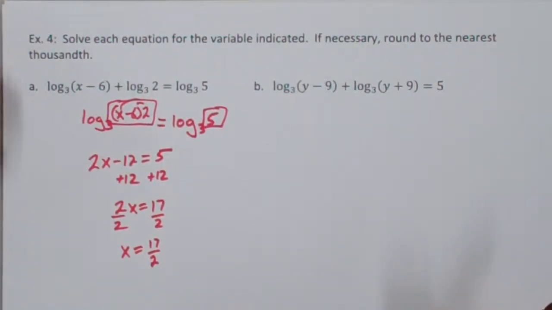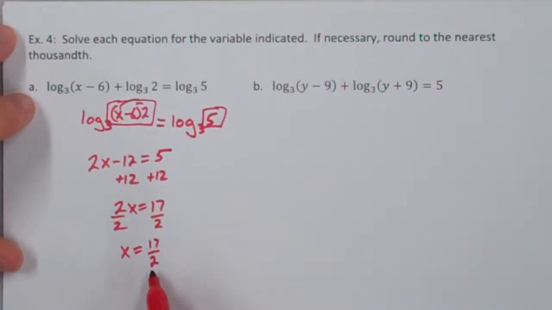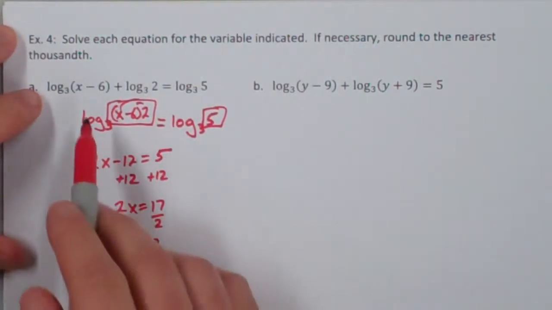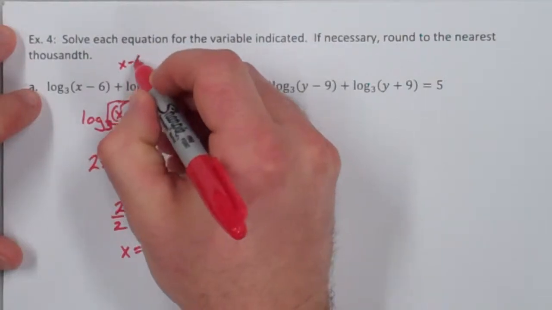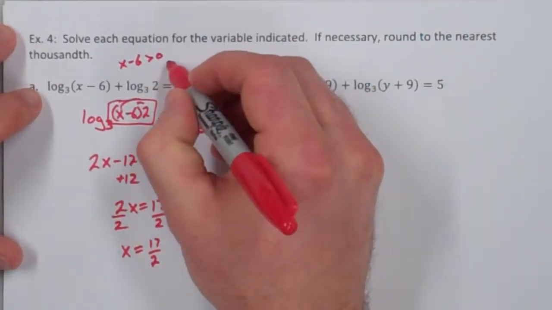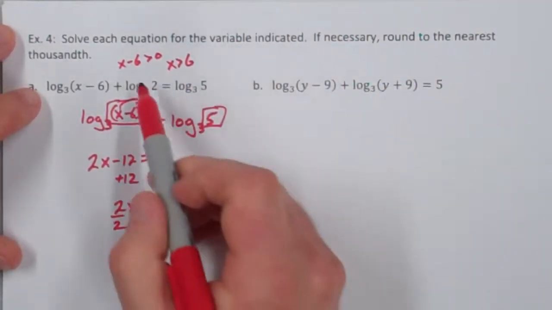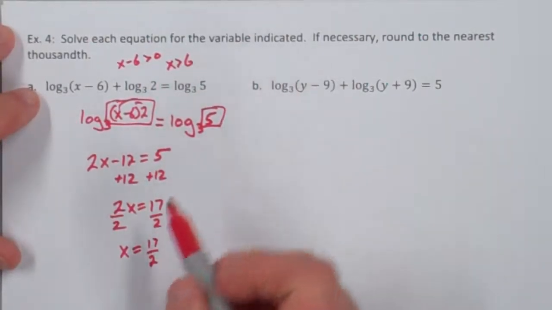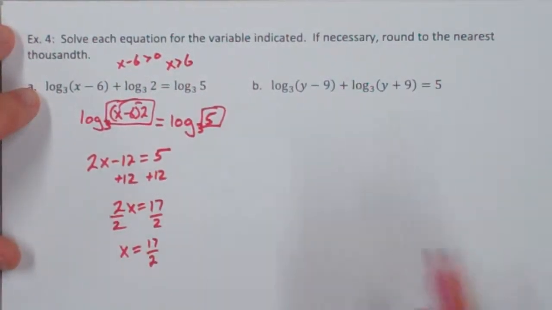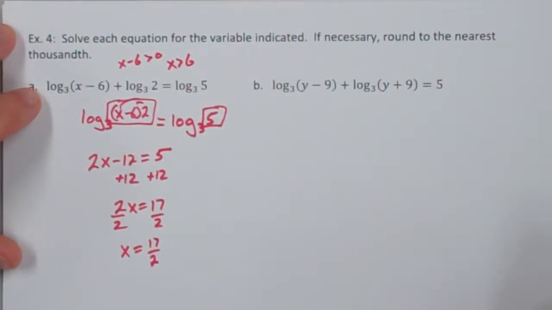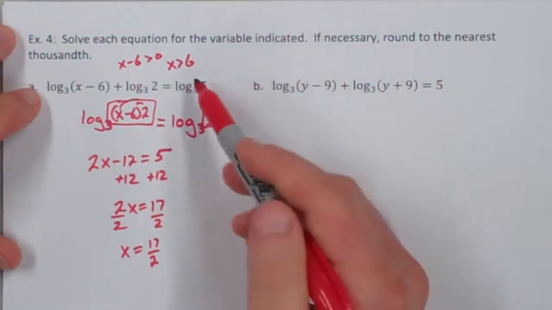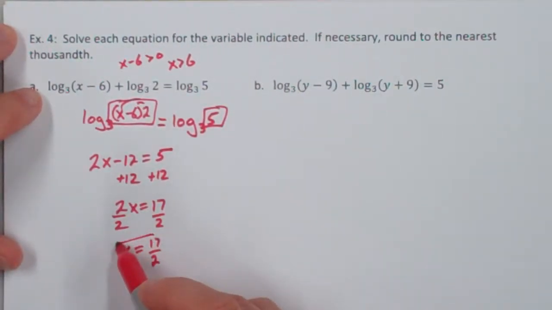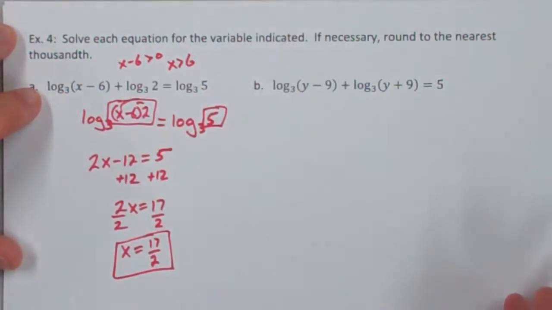We need to make sure that this makes sense though for our original equation. There's only one thing we need to look at here, and that's x minus 6 needs to be greater than 0. X must be greater than 6 then, if we add 6 to each side. 17 over 2, if you find the decimal equivalent, that would be 8.5, and so x, or 17 over 2, or 8.5, is definitely greater than 6. So this is a good, valid answer.